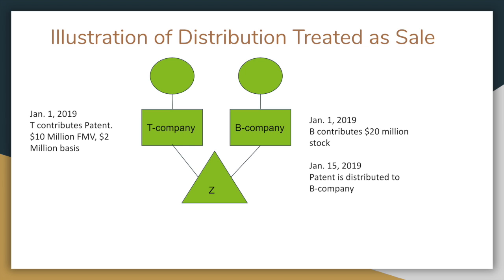As indicated by our example, the patent distributed would be treated as a gain, and ultimately B company would recognize a gain of $8 million.